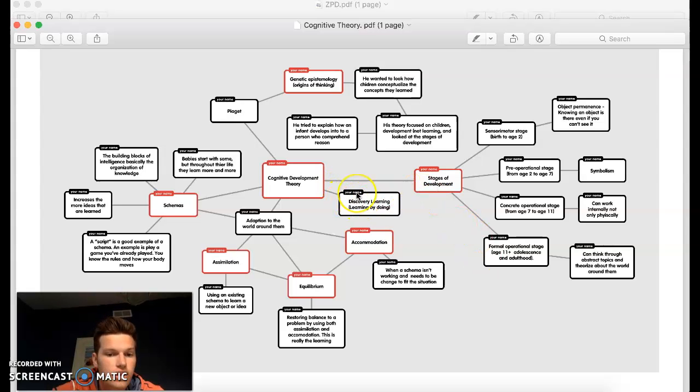And so the last thing we're going to talk about in cognitive development theory is discovery learning, which is basically learning by doing, which is essentially when you get out there and you want to go build a house, the only way you can really know how to build a house is by doing it. And that's what really makes this part important. And that goes into cognitive development theory.